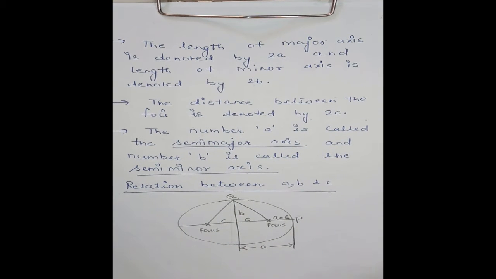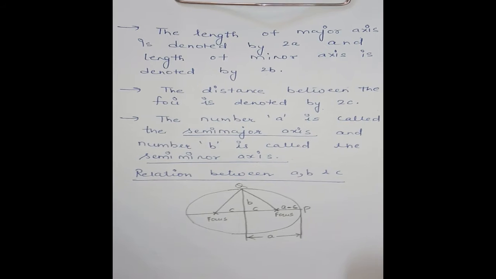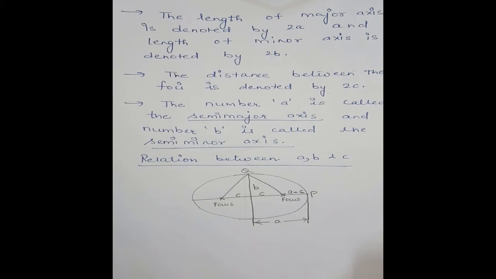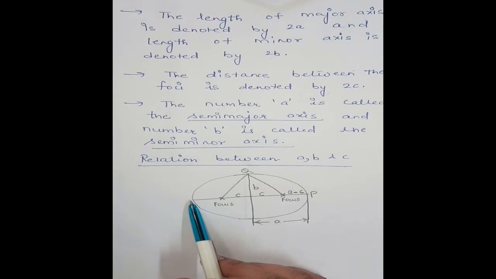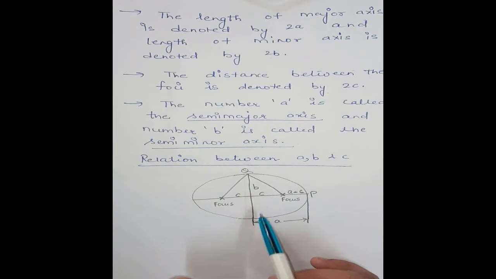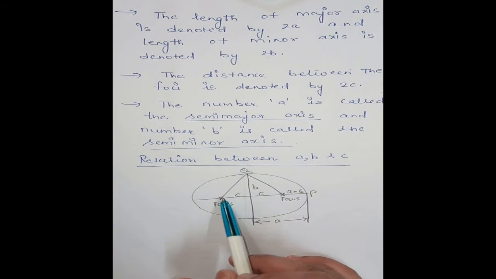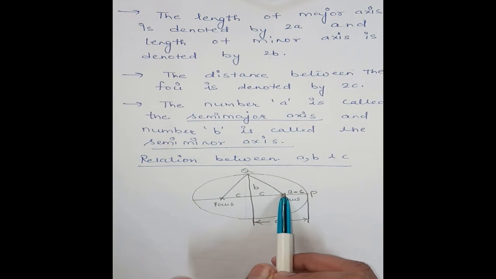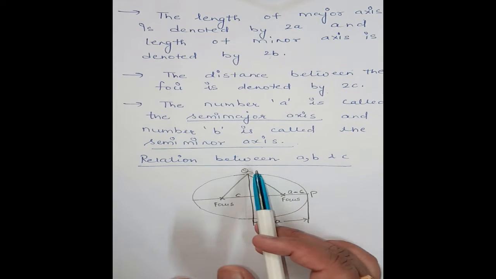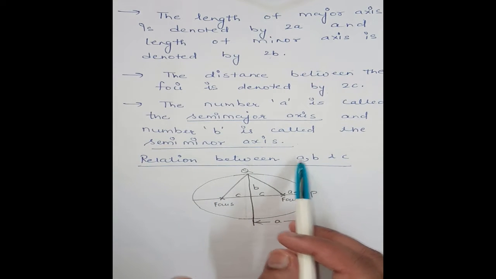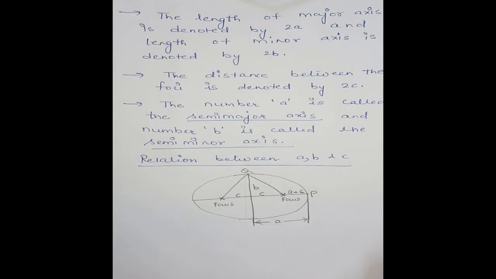Okay. Now next comes the relation between a, b and c. We will now find the relation between a, b and c. See here, the length of the major axis is 2a, the length of the minor axis is 2b, and the distance between the two foci is 2c. These are a, b and c. Now we will study the relation between them.